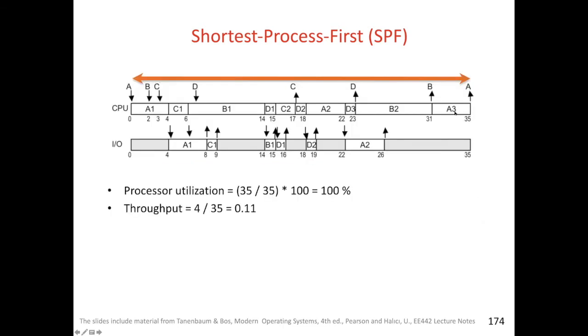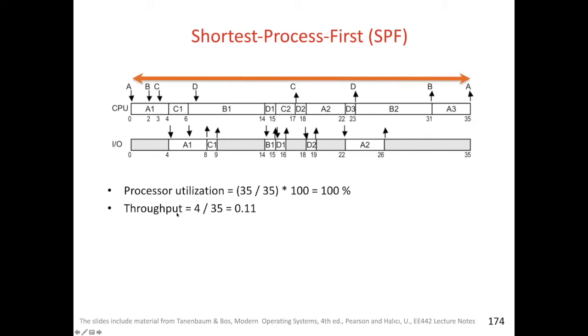Total time is again 35. All the time processor is busy, so processor utilization is 35 divided by 35 multiplied by 100. It is 100%. In real life, there will be context switch here. We ignored that. Because of that, processor utilization will be less than 100%.